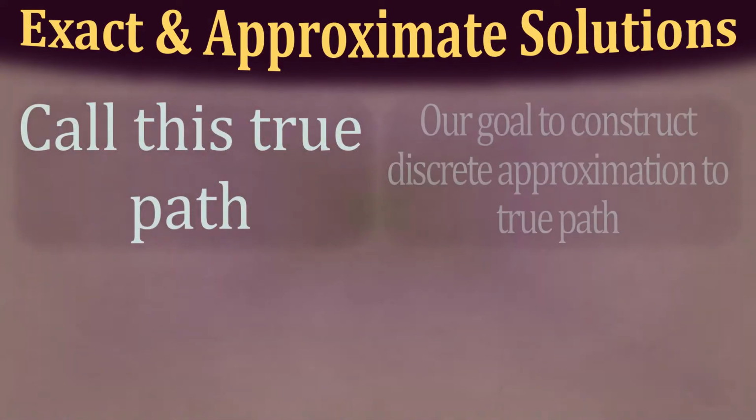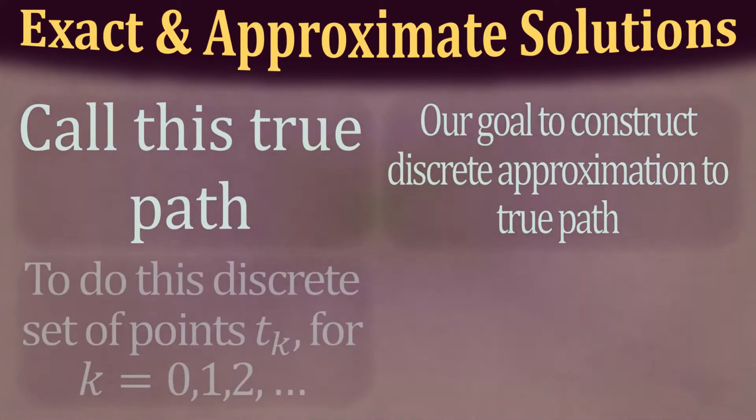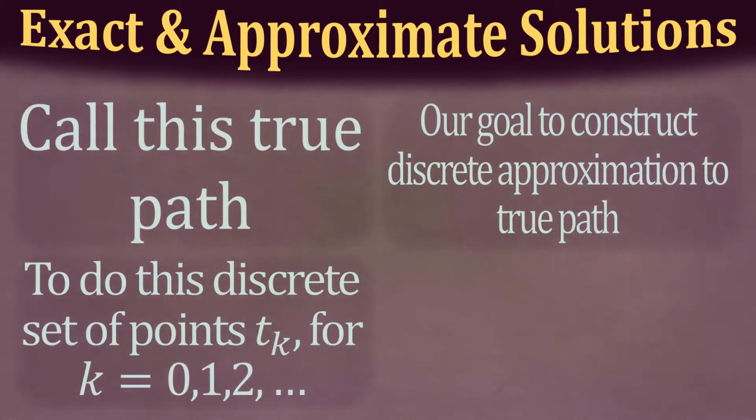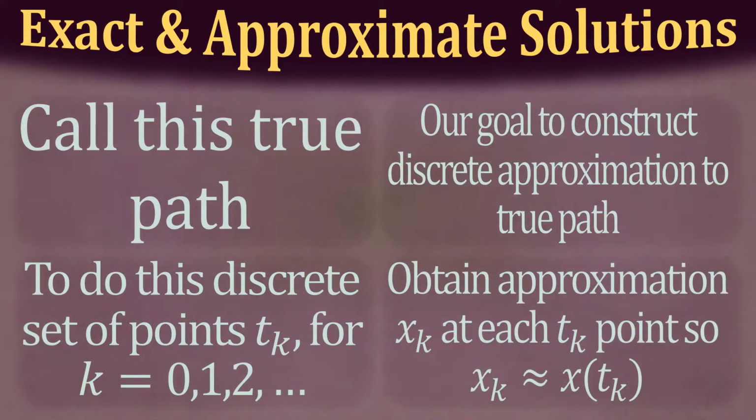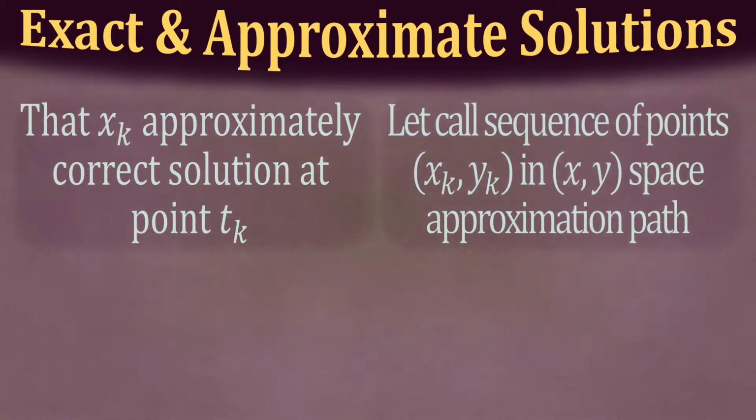Our goal is to construct a discrete approximation to the true path. To do this, we define a discrete set of points tk for k going from 0, 1, 2, etc. and obtain approximation xk at each tk point so that xk is approximately x(tk). That is, xk is approximately the correct solution at the point tk. Let us call the sequence of points (tk, xk) in the tx space the approximation path.